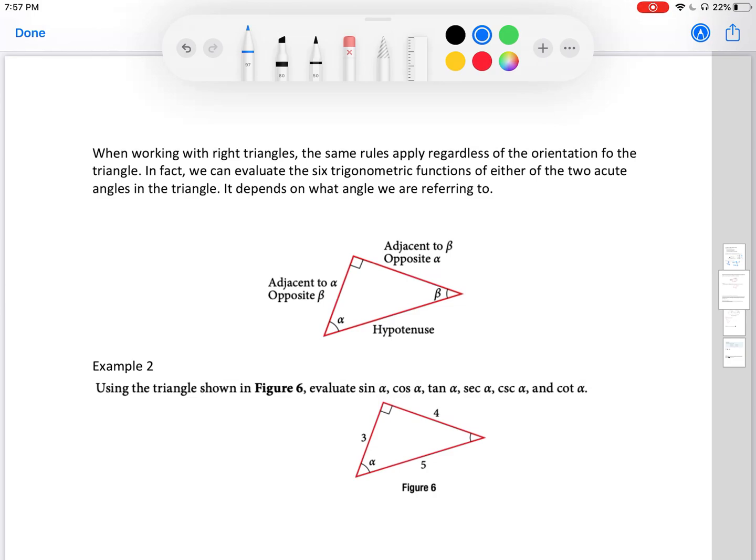So if we're looking at beta, we have a hypotenuse, a side adjacent to beta, and a side opposite of beta. But what if we're looking at alpha? We have a side opposite of alpha and a side adjacent to alpha. But they all have the same hypotenuse. The hypotenuse is a very special side. So again, it depends on what angle you're looking at, on your perspective, on your view.